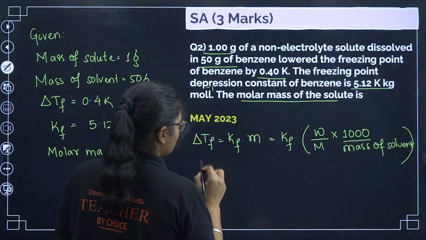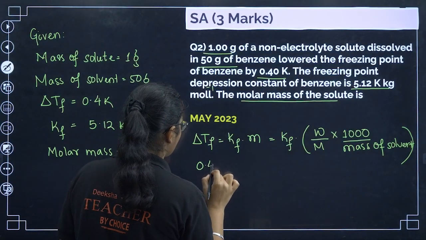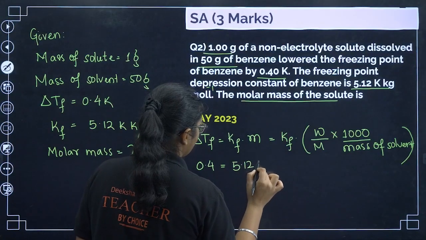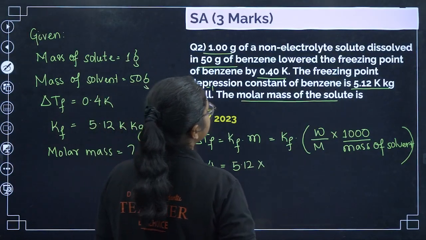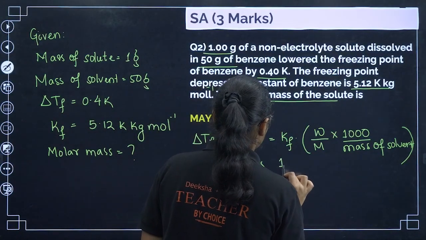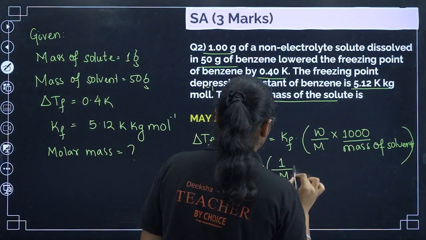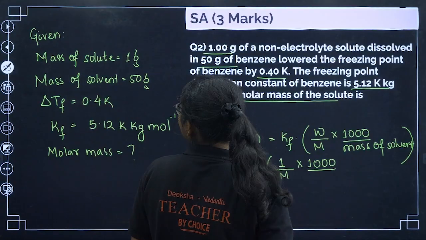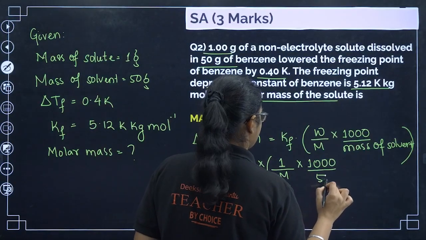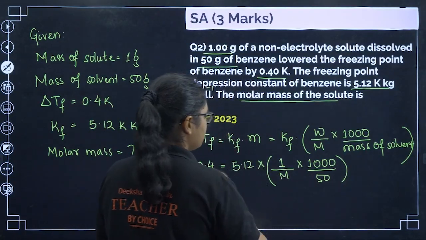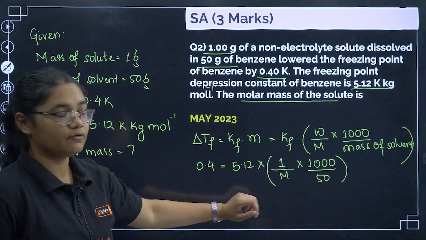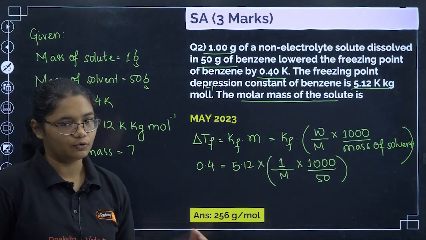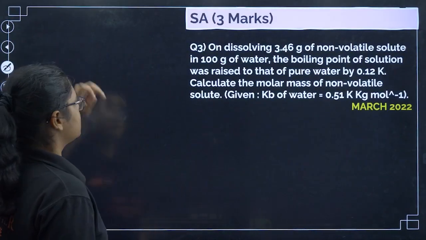Okay, so what is delta TF? 0.4. Kf value is 5.12. Into W is how much? W is 1 gram. Molar mass we have to find out, into 1000 by mass of the solvent, which is 50. Now if I solve this, I can calculate the value of M, and that will be equal to 256 gram per mole. Okay, now moving to the third question.